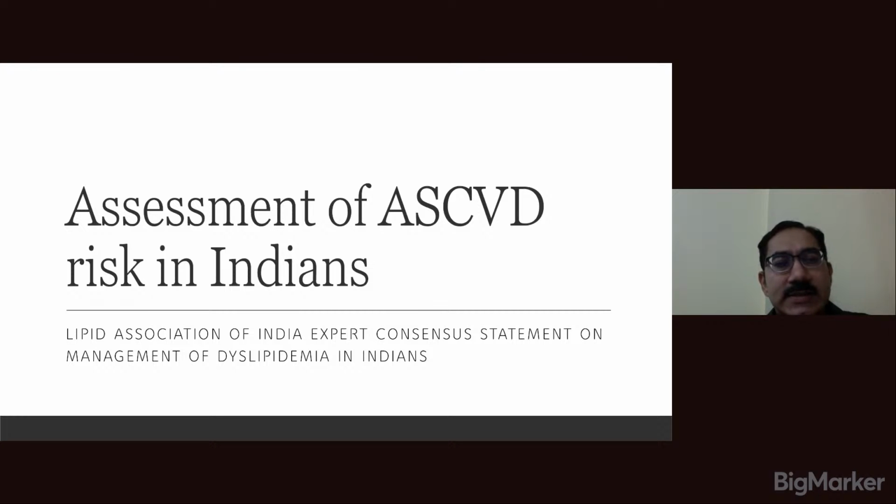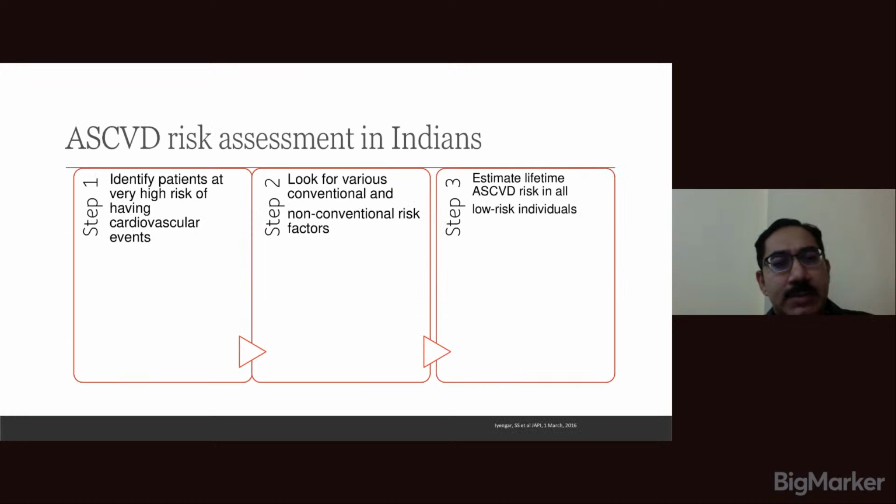How do we assess atherosclerotic cardiovascular disease risk in Indian patients? There are various scoring systems like Framingham. Once a patient comes to the OPD and we want to assess what risk he carries over a period of 10 years or 30 years for cardiovascular events, we have to identify patients at very high risk who have a high incidence of cardiovascular events in the future. We have to look for various conventional and non-conventional risk factors. We can estimate lifetime risk in all low risk individuals.